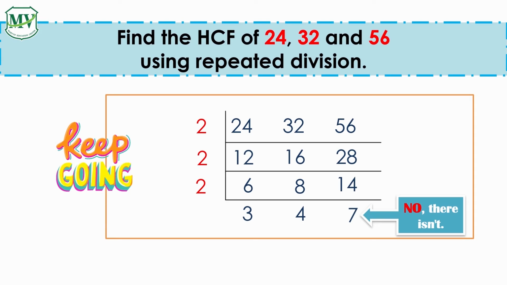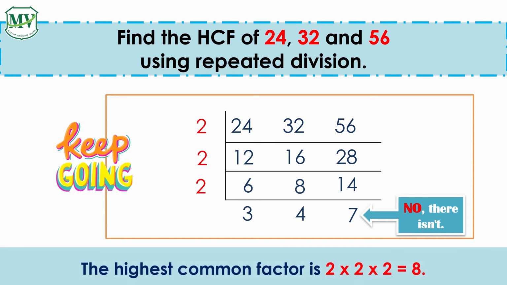What should we do next? Brilliant! We are going to multiply the common factors. So, 2 times 2 times 2 is equal to 8. The highest common factor is 8.